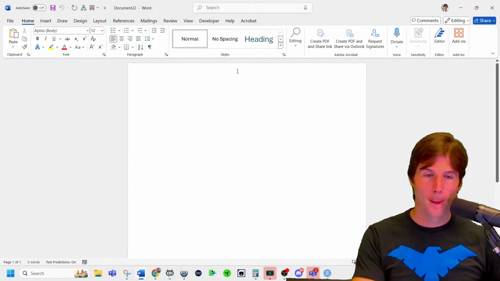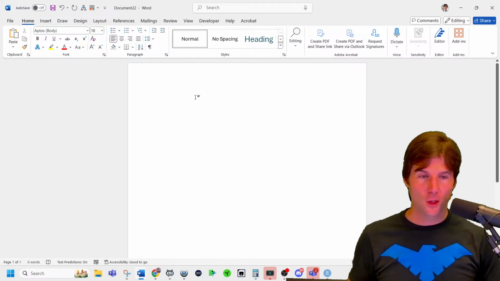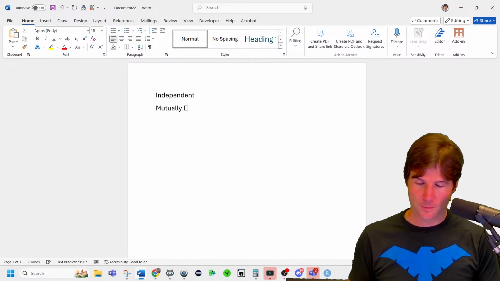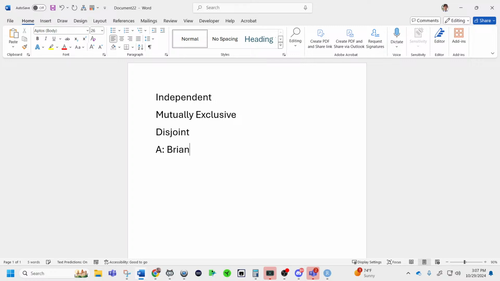Okay. One thing I want to stress to people is this. You have to know the definition of independent, mutually exclusive, and you have to know what disjoint means. What is the good news on knowing these definitions? There's something easier about this. I'm going to write some things right here.